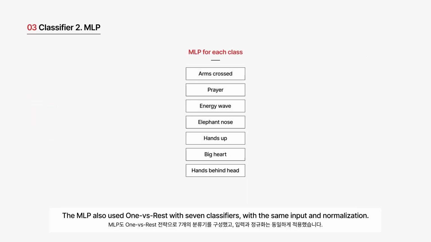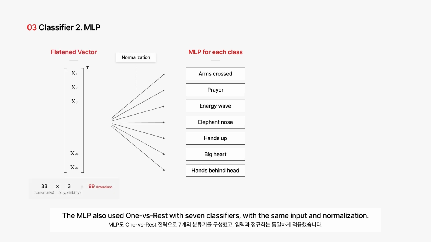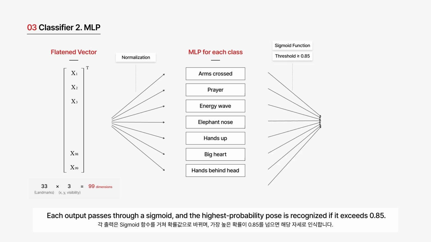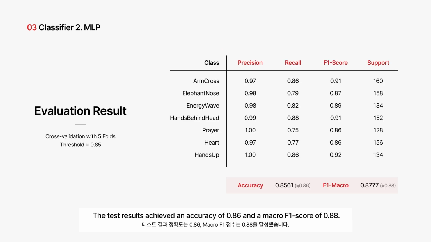The MLP also used one-versus-rest with 7 classifiers, with the same input and normalization. Each output passed through a sigmoid, and the pose with the highest probability is recognized if it exceeds 0.85. The test result achieved an accuracy of 0.86 and a macro F1 score of 0.88.